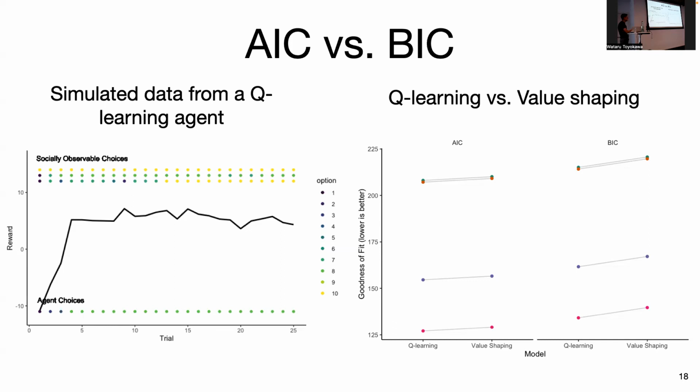We actually get very similar AIC values between Q-learning and value shaping. Q-learning is slightly preferred. Remember, lower is better for these goodness of fit measures. But when we penalize for model complexity, we see BIC provides more of a clear distinction between these two models, where we get stronger evidence for Q-learning over value shaping. Now, each of these points corresponds to one of the agents that we're trying to model. Notice how between these agents we have a lot of variability, right? So these values are really interpretable in terms of the relative goodness of fit for each participant or each simulated agent. But you're going to get a lot of variability just due to the nature of the data.